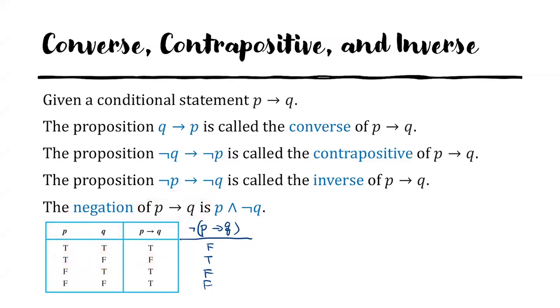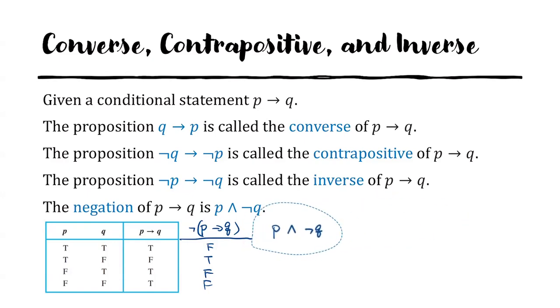So since we're mentioning the word and, we know it's a conjunction relationship. So we will have P, since we want P to be true, and we want Q to be false. So we'll have not Q. And we want both conditions to occur. So it's a conjunction, it's an and relation.